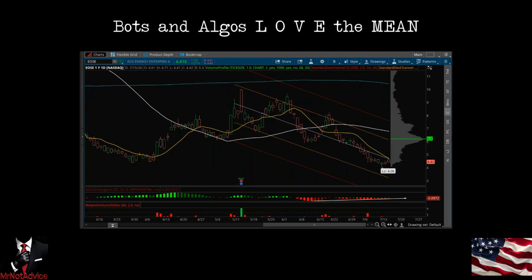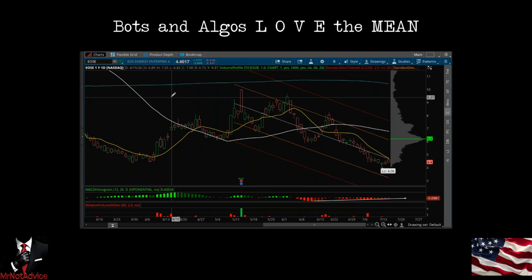Because bots and algos, who make up 70% of the overall volume in the market every day, are programmed in ones and zeros. And one of the favorite trades that institutions like to program their bots and algos for is reversion to the mean. When price gets extended, they will wait for it to get extended, usually using a plus two or minus two standard deviation. Okay, these red lines. If it got up here, they'd short it. If it got down here, they go long.